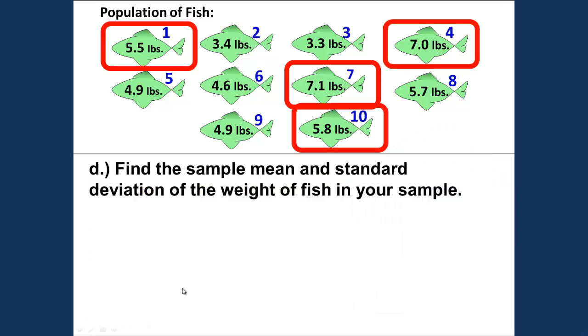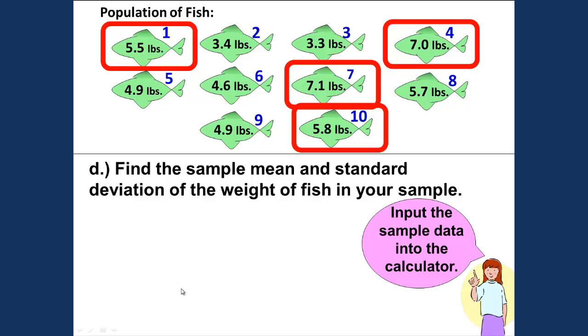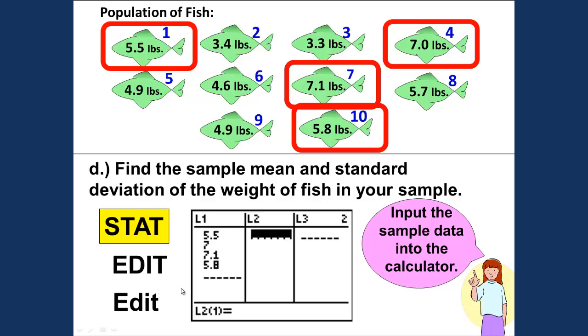Back to our sample, we want to find the sample mean and standard deviation of the weight of the fishes that we chose. Notice the difference in the notation: lowercase n, x bar, and s. We'll input the sample data into the calculator, pressing Stat and then choosing Edit under the Edit menu. In this case, we'll clear out any old data and input 5.5, 7.0, 7.1, and 5.8. That gives us the 4 fish that we selected.